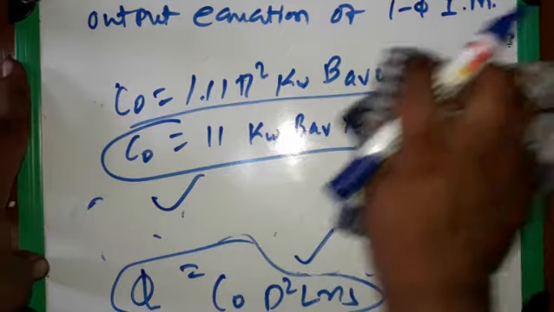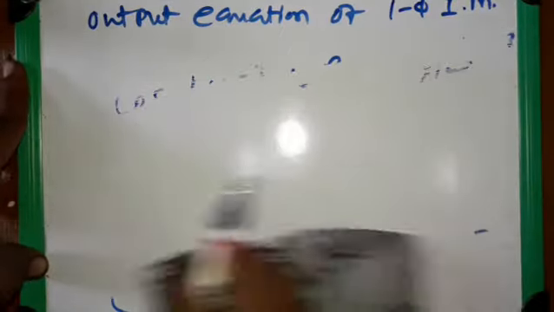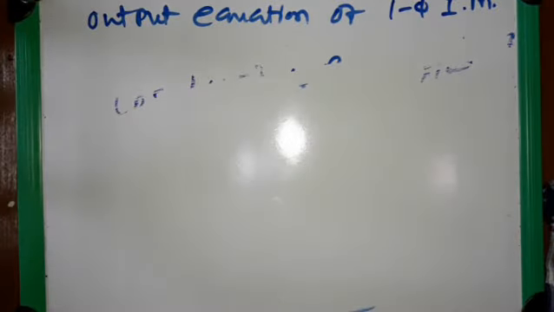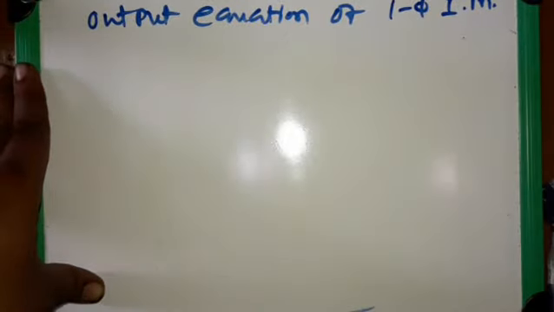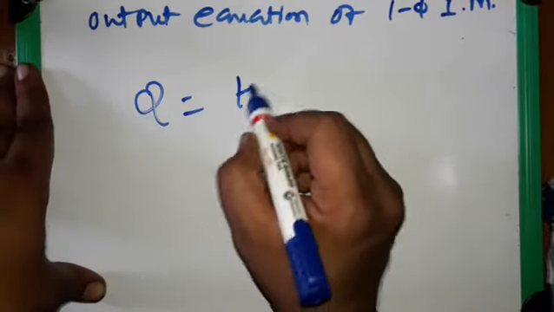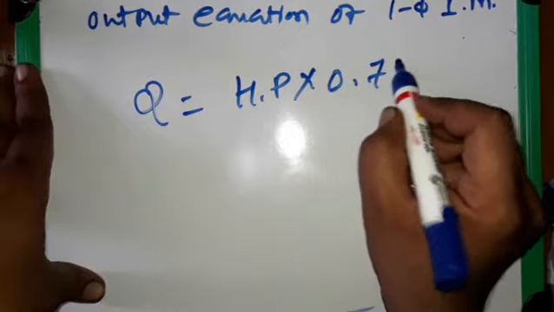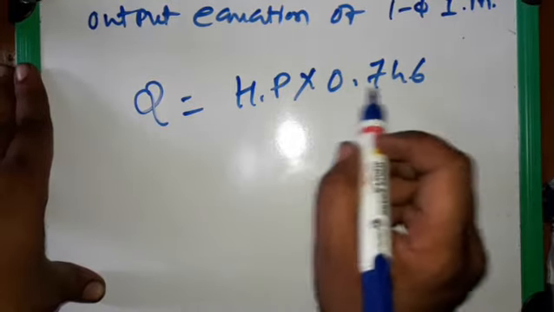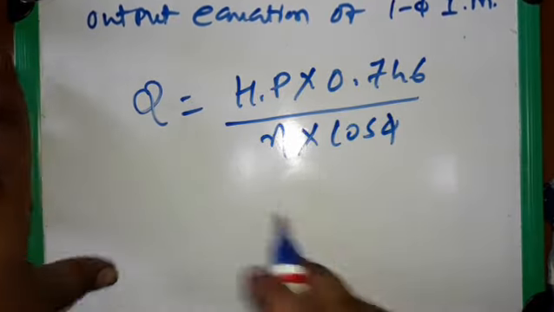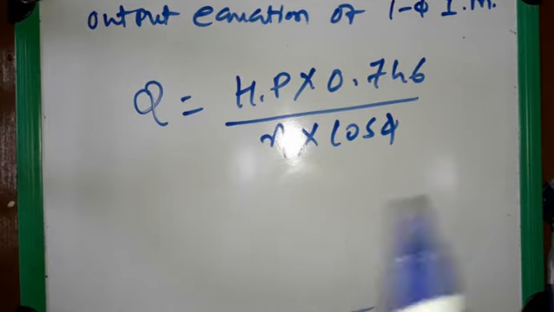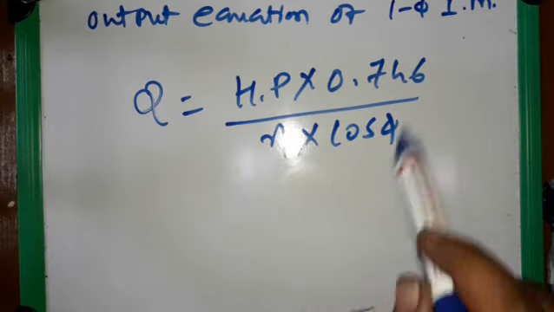Now generally the output of the motor is given in horsepower, and if we have an efficiency eta and a power factor, the horsepower value is converted into kVA. So we convert horsepower to kVA with the help of Q equal to horsepower multiplied with 0.746, and we get this value in kilowatt. Now dividing with the efficiency and power factor, we find the value in kVA. To convert horsepower to kVA, we use this formula.